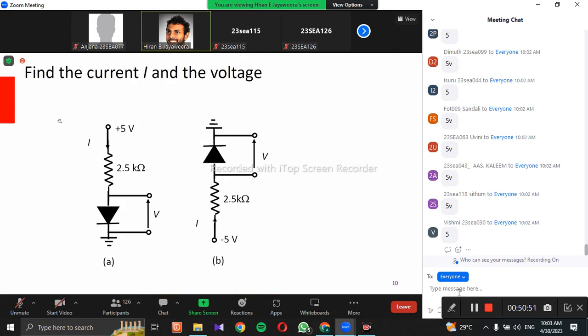All right. Now do a quick calculation and tell me the answer. Nothing is mentioned about the diodes, right? So assume they are silicon diodes and tell me what this voltage is and what the current through this one is for circuit A.